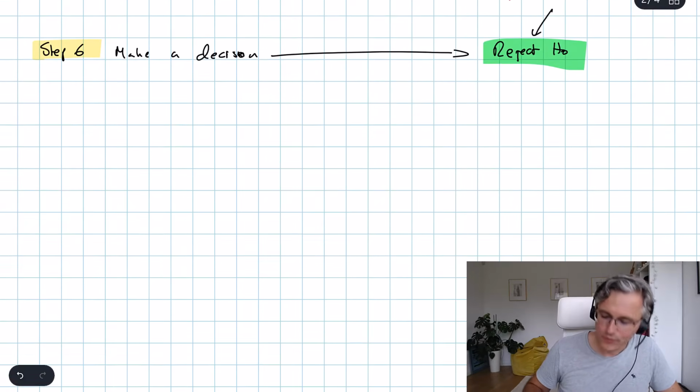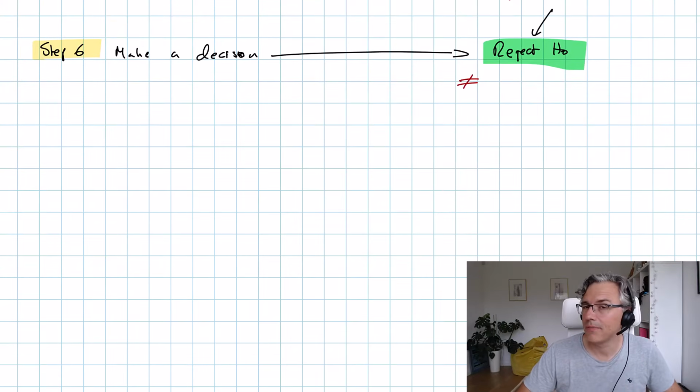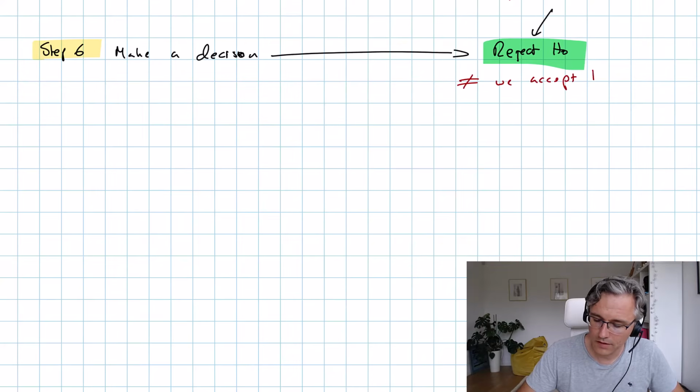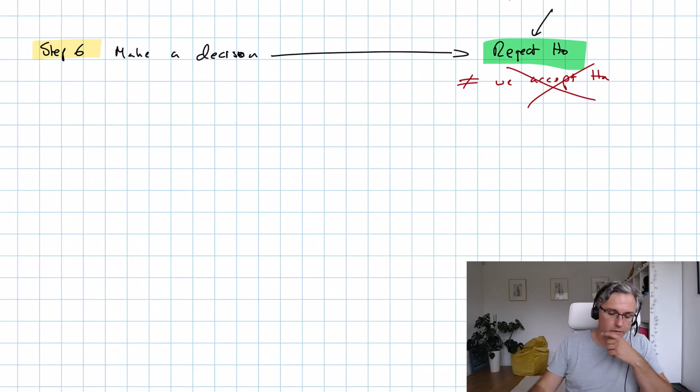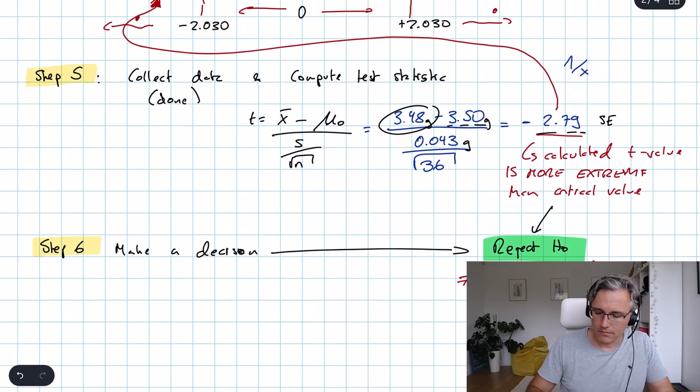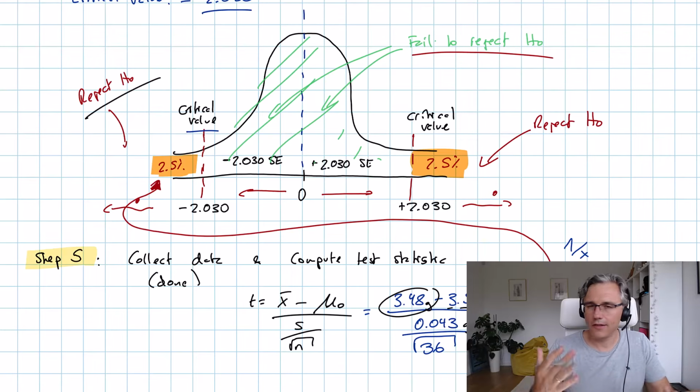Now let me say, this does not mean we accept the alternative hypothesis. We never accept or state that we accept the alternative hypothesis. The only thing you can say is that you reject H0 or you fail to reject it. Those are the only two meaningful outcomes that we can draw, right?